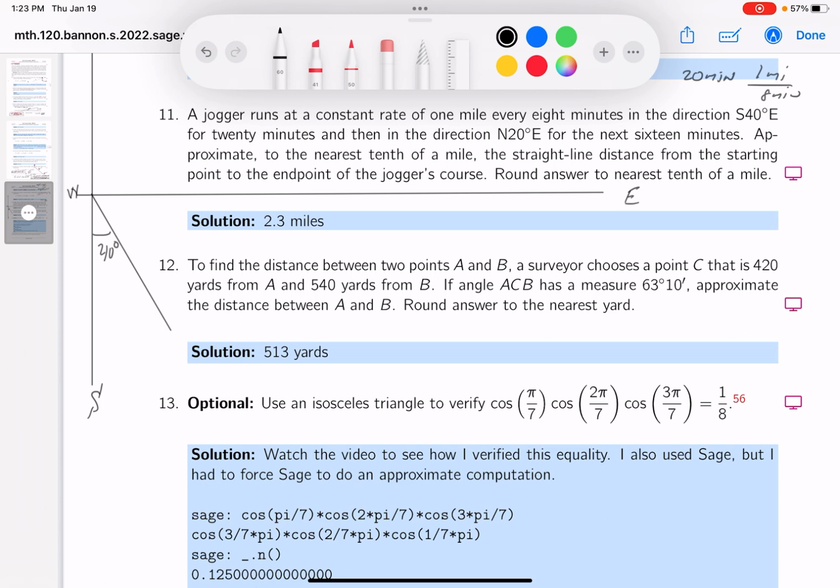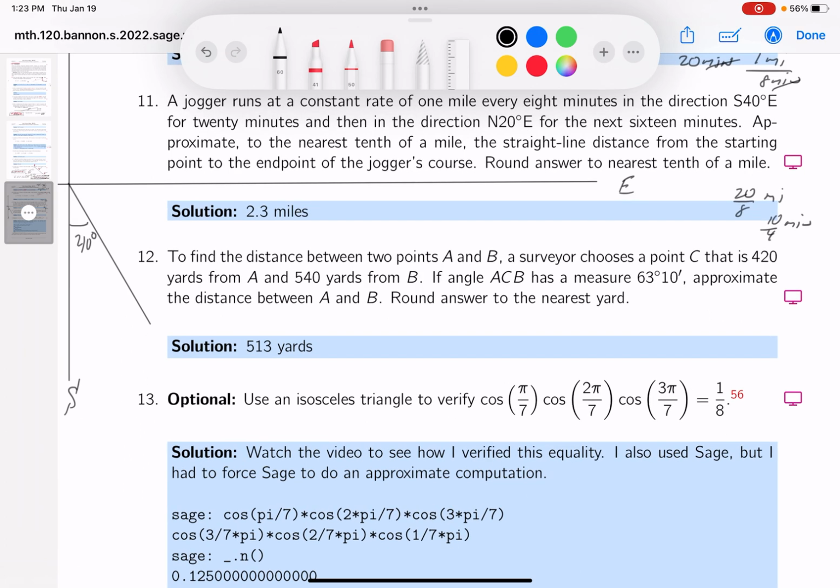I think I can figure that out. Minutes would cancel off, and let's see what you're going to get. You get 20 over 8 miles. Well, that doesn't look right, does it? 10 over 4 miles, and that would be 5 halves, or 2.5. So I'm going to say it's 2.5 miles. Okay, I got an idea. He's over here somewhere, 2.5 miles from where he started.